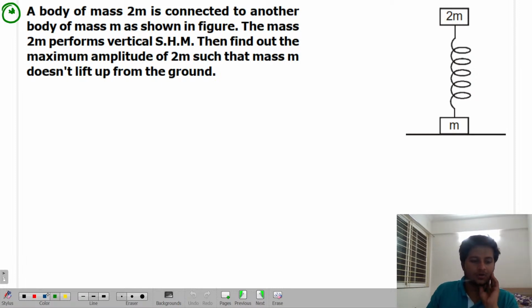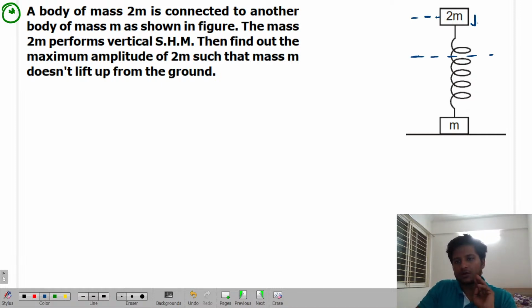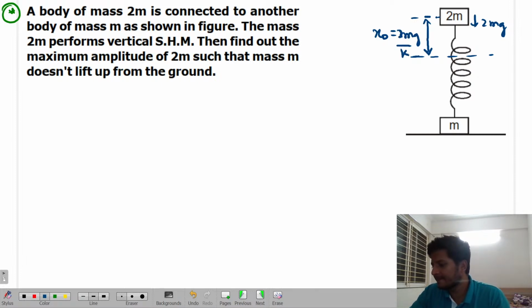First, will this 2m compress the spring or not? Yeah, the downward force is 2mg, so what is my compression? At the point of compression, spring force will be equal to 2mg, so this becomes how much? x naught equals 2mg by k. Got it? Okay, x naught equals how much?